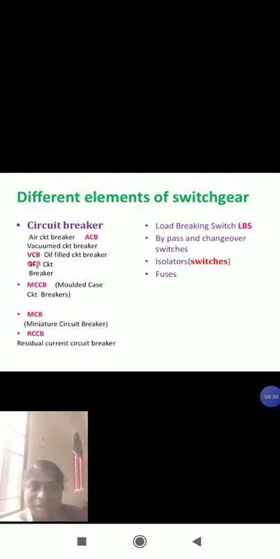So different elements of switchgear are shown here. We know the circuit breaker types: air break circuit breaker, vacuum circuit breaker, oil filled circuit breaker, and sulfur hexafluoride circuit breaker. And recently we are using the MCB and RCCB, which are the miniature circuit breaker and the residual current circuit breaker.